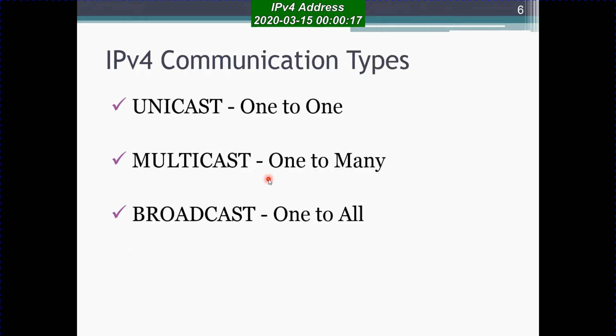IPv4 supports different communication types. So IPv4 addressing can be used for unicast communication, which supports the one-to-one communication model. Also, they can be used for multicast, which implements the one-to-many communication model, or we have broadcast communication, which implements the one-to-all communication model. So we have 3 different types with IPv4.